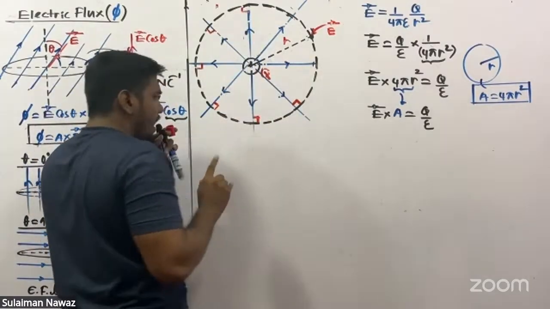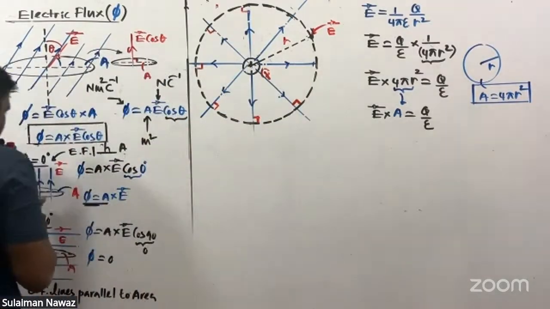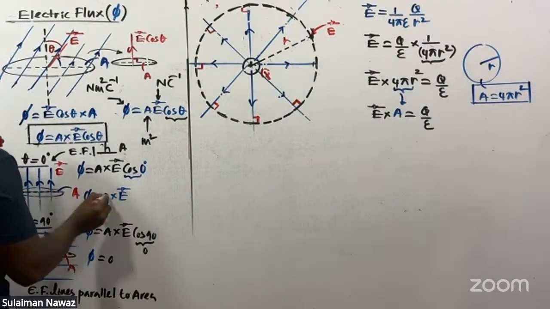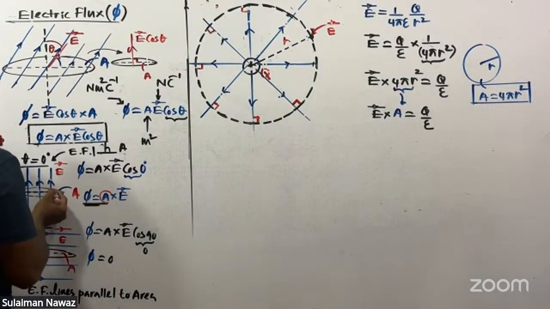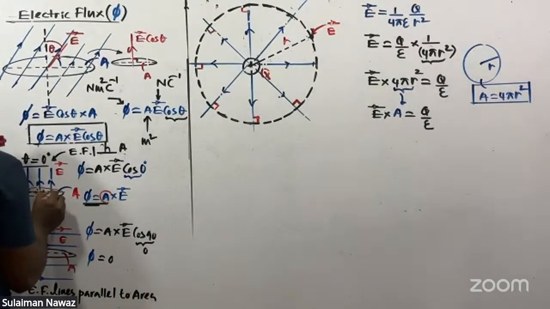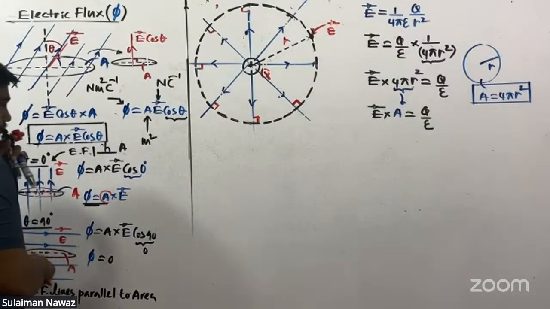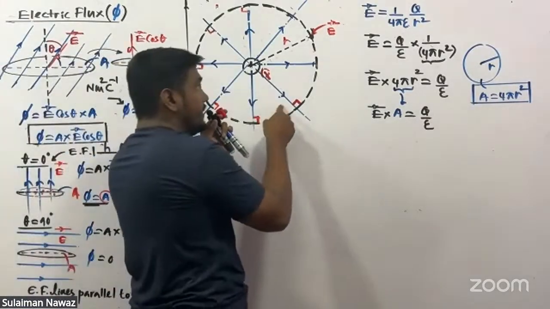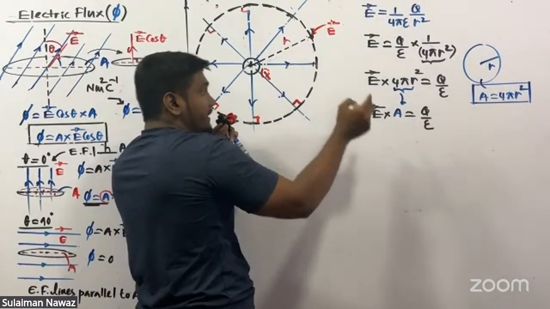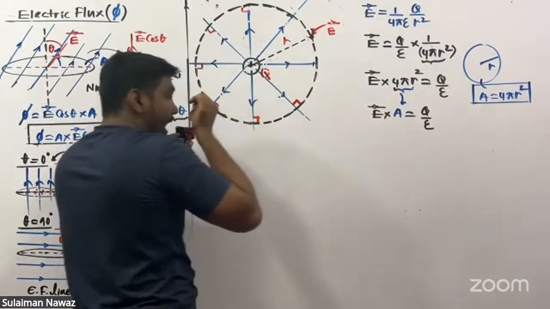Right. Then here, there's an area. If electric field lines are perpendicular to the area, we define flux as that area into the electric field intensity at that area. In here, the area is the surface area of the imaginary sphere. That is 4 pi r squared. And also we noted that electric field lines are perpendicular to that area.